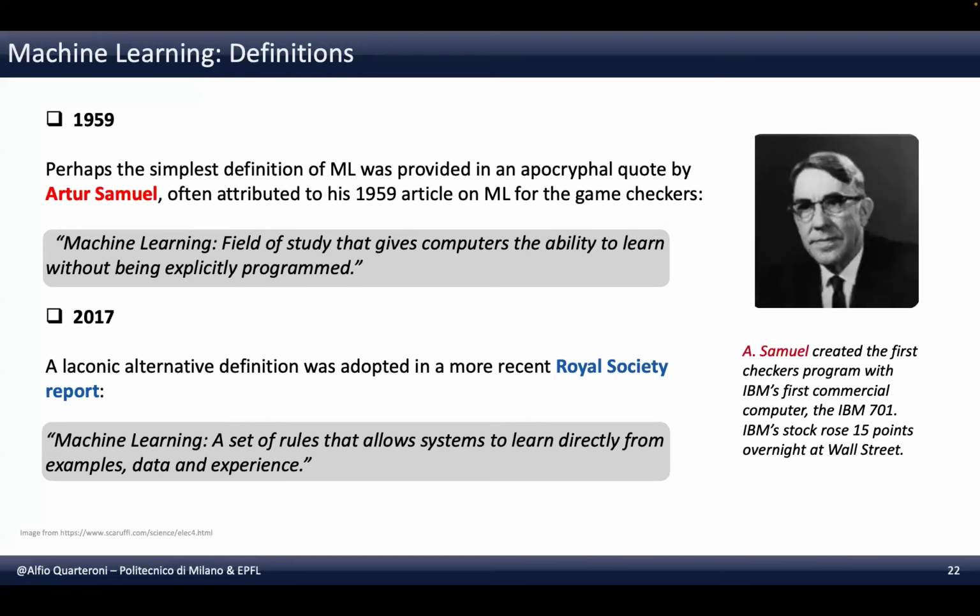So the definition of Samuel is this one. Machine learning is the field of study that gives computers the ability to learn without being explicitly programmed to do that. Okay? And much later, in 2017, among many other definitions, I picked this one from the Royal Society. Machine learning is a set of rules that allow systems to learn directly from examples, data, and experience. And that's very important. So there is no theory. You learn from experience, from data. There's no background theory here.